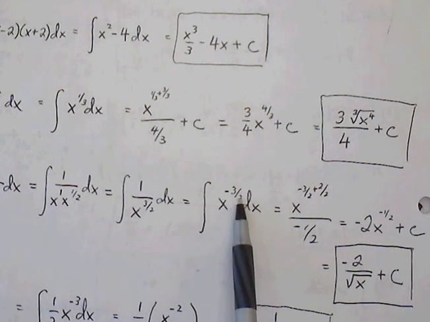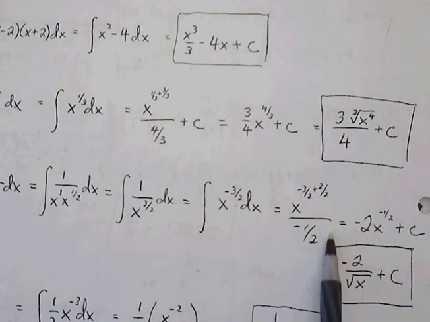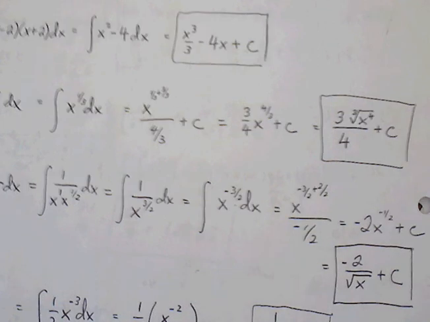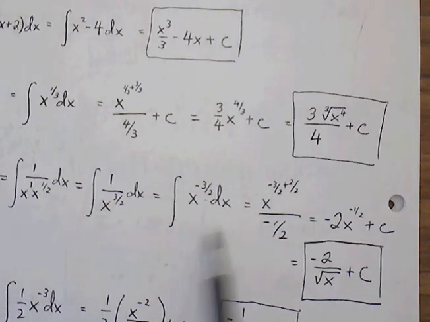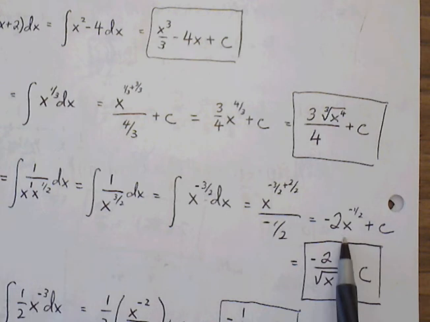Add 1 to this exponent: -3/2 plus 1, -3/2 plus 2 over 2, which is -1/2, so we divide by that number, -1/2, the new exponent that we just found. Flip this to bring it up to the top, so we get -2 x to the -1/2 plus c, and we can bring this back down to the bottom, so -2 over x to the 1/2 plus c, or -2 over square root of x plus c.